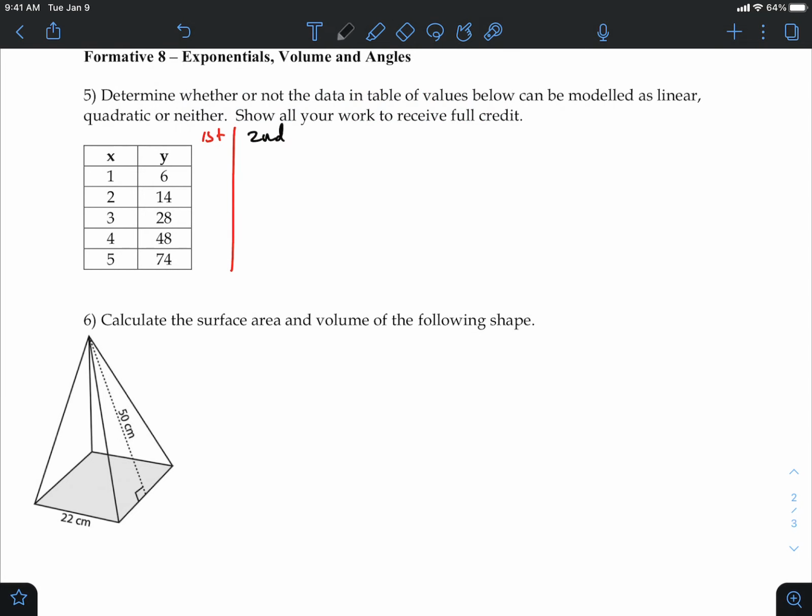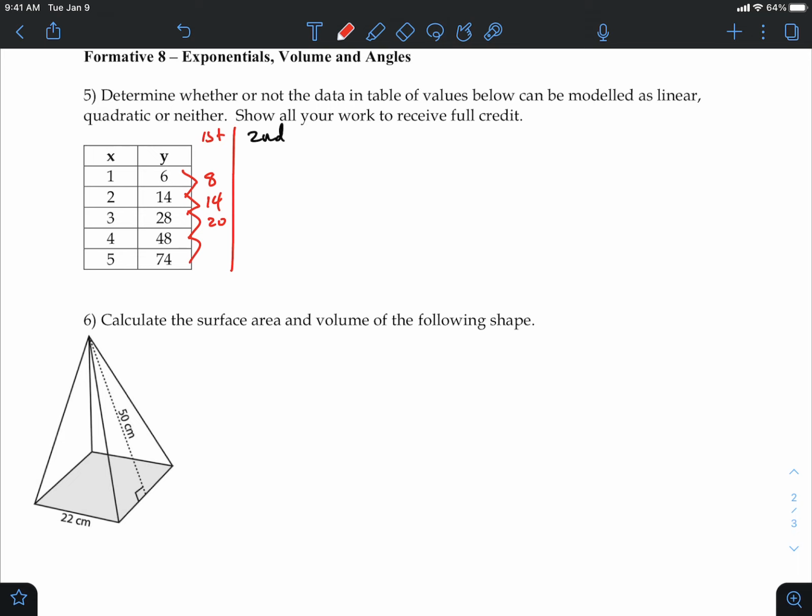Okay, so right off the bat, how do I get from 6 to 14, from 14 to 28, and so on and so on? From 6 to 14 is a difference of 8, 10, 20. How do I get from 48 to 74? Opal? It's not 10. Oh, sorry, it's 20. Sorry, 12. Nope, I'll get there. Don't worry. Counting by 2s.